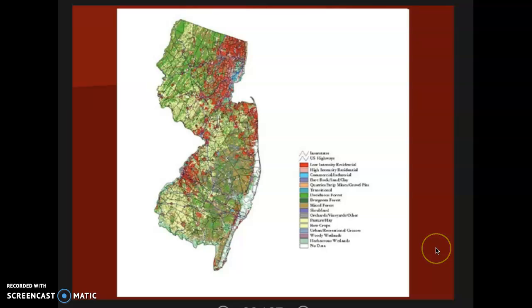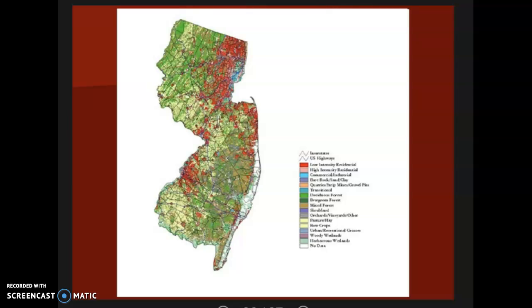Anyway, here's one of New Jersey. These are low quality screen captures, so that's why it's hard to decipher the differences, but generally speaking, you get it. Here's some blue. That's commercial and industrial, which we all know New Jersey is very well known for having a lot of commercial and industrial pretty close to New York City.